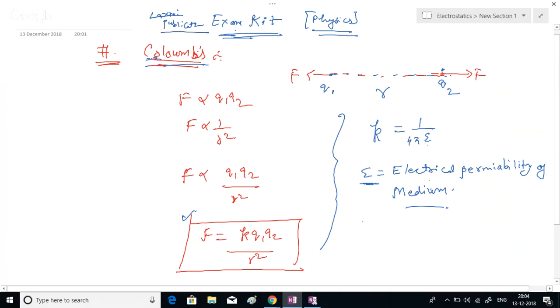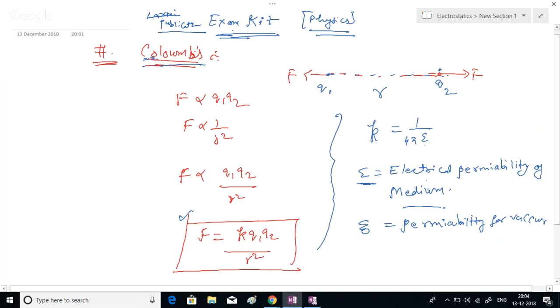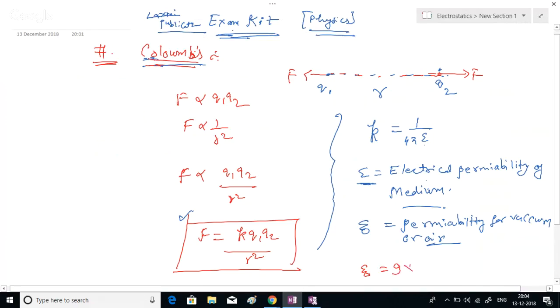There is also a term epsilon naught. This is the permeability for vacuum or air. Epsilon naught is the permeability of vacuum or air, and its actual value is 8.85 to the power minus 12. Approximately its value is 9 to the power minus 12.